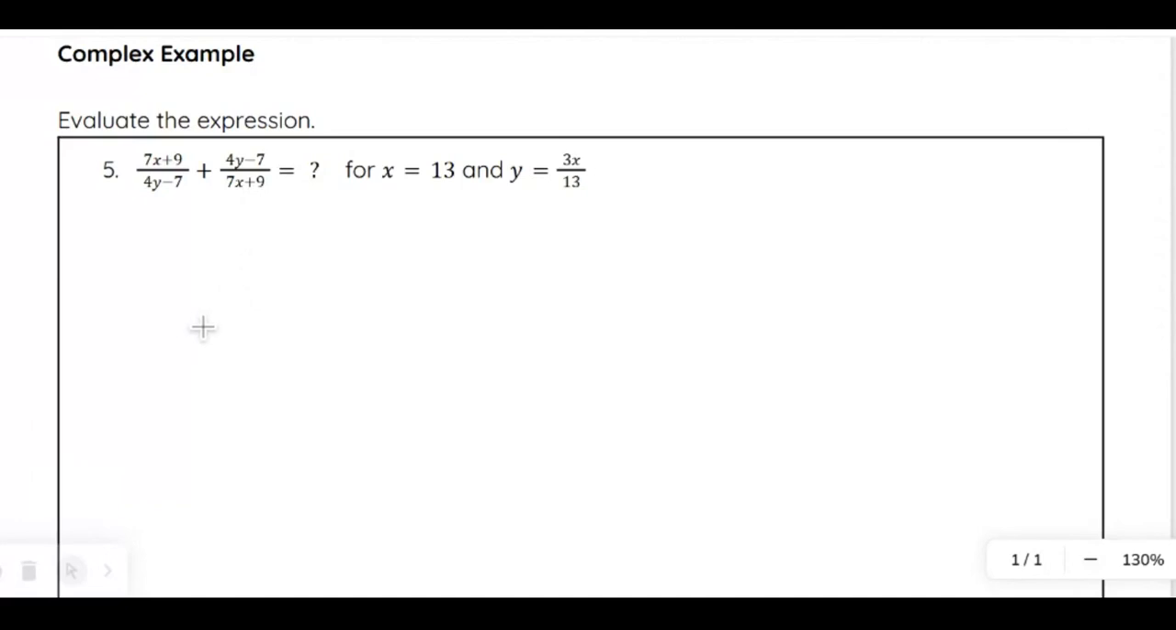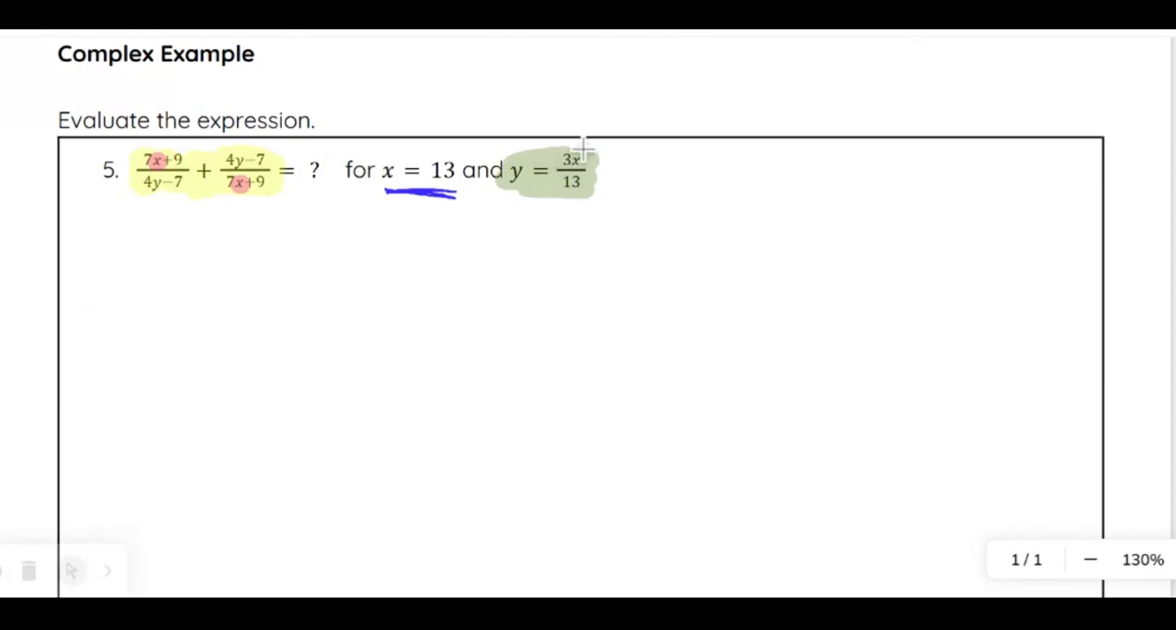We're going to go ahead and take a look at a slightly more complex example. So you can see that they give us an expression: 7x plus 9 over 4y minus 7, plus 4y minus 7 over 7x plus 9. They also tell us that the x value is equal to 13. So anywhere there's an x in the expression, we're going to place a 13 in that place. Additionally, they tell us that y is equal to 3x divided by 13.